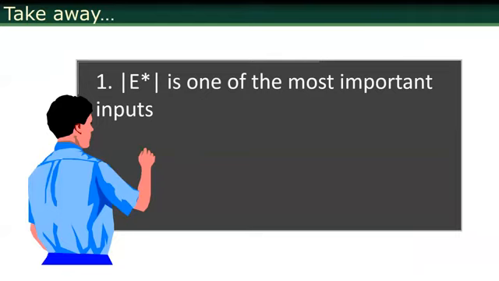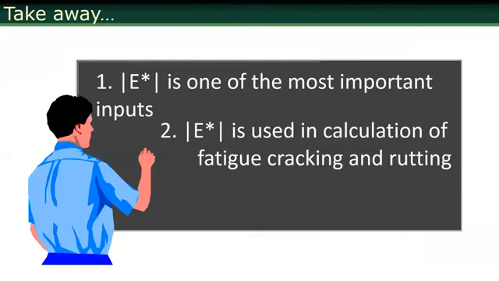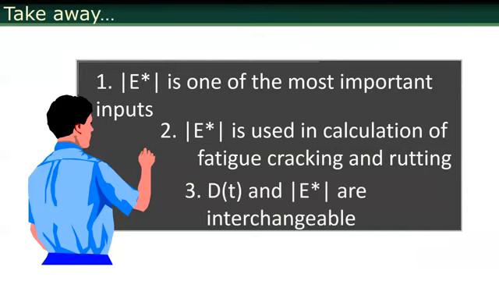Now, takeaway so far, E star is one of the most important inputs for PavementME. E star is used in the calculation of fatigue cracking and rutting, and not in thermal cracking calculations. D of T, creep compliance, is used, and creep compliance and E star are interchangeable, only if the test is run properly. Of course, for E star, you need to have a really good E star measured.